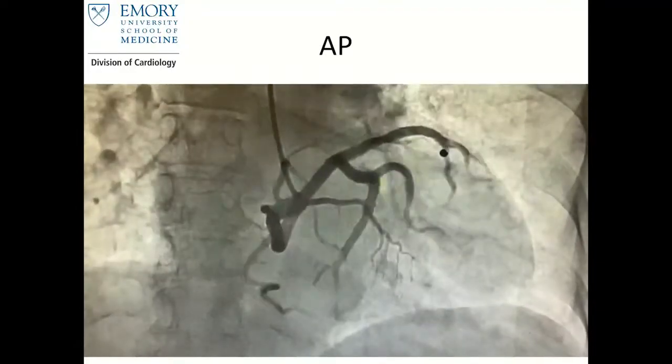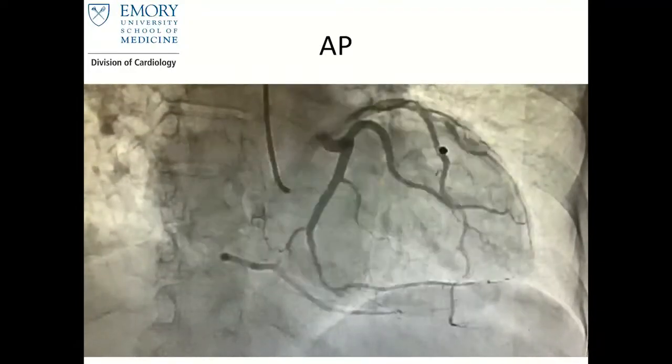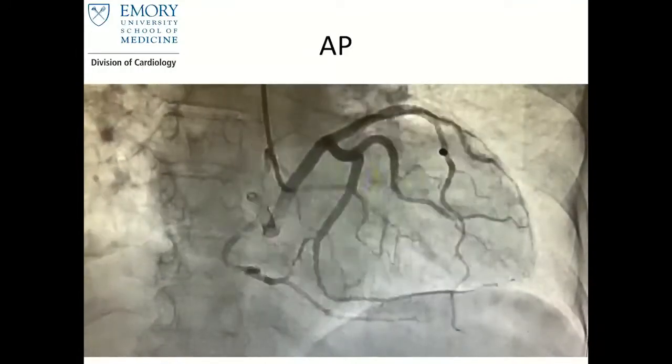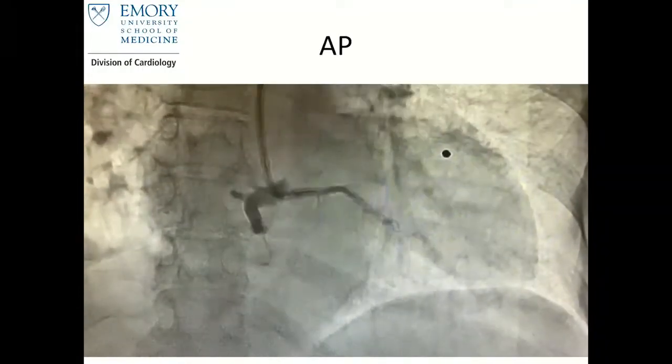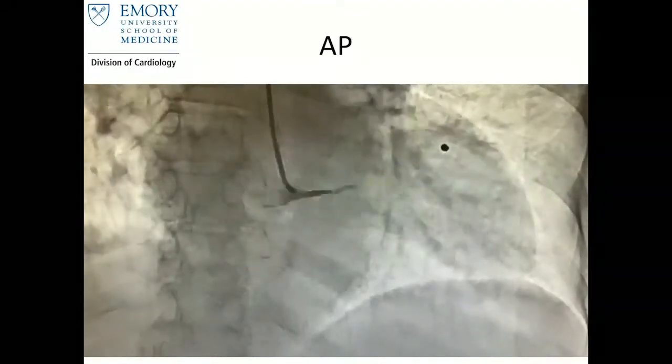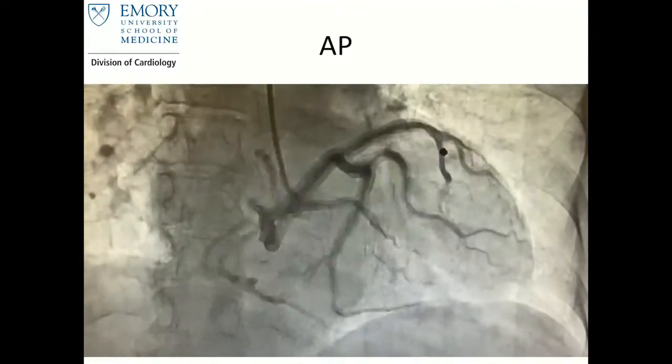And then finally, just an AP projection so that we can see multiple views. Of note, you do see a bullet fragment in this patient, so the patient had a history of a gunshot wound in the past, but that's just another incidental finding on this cath.